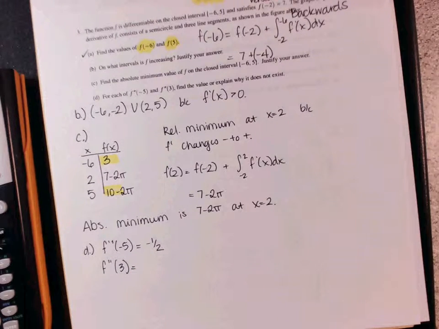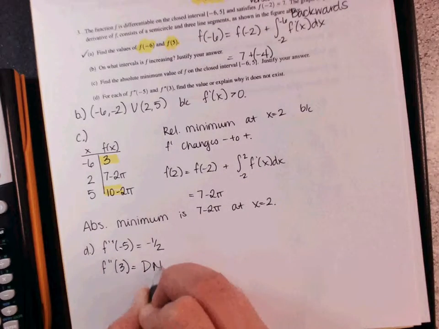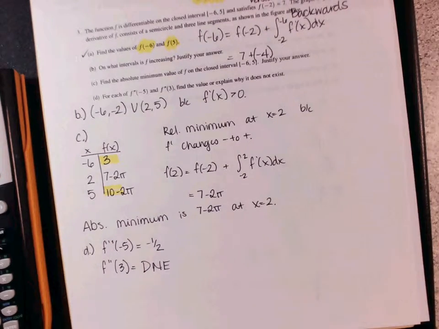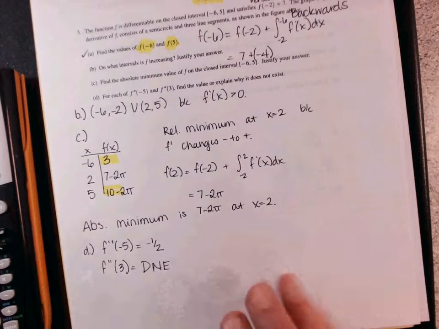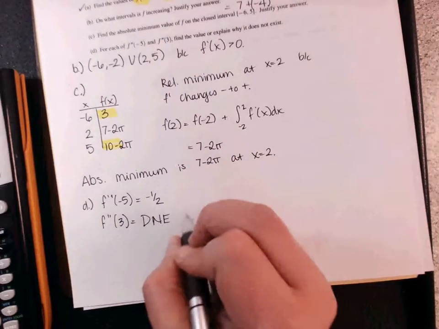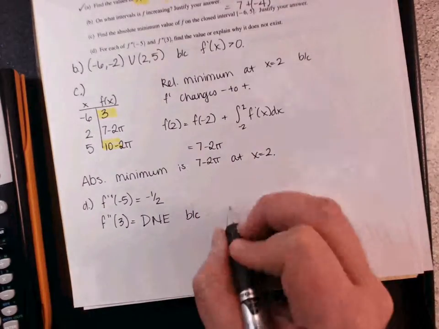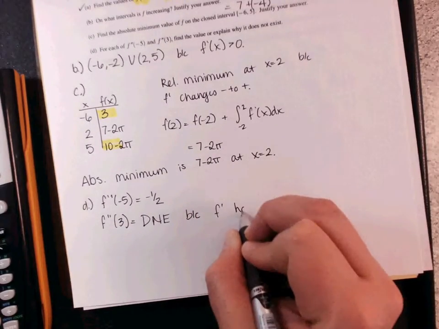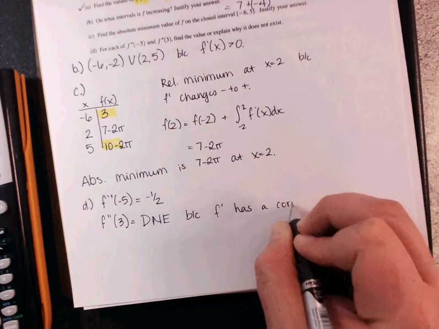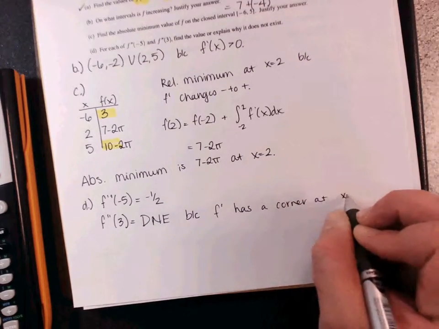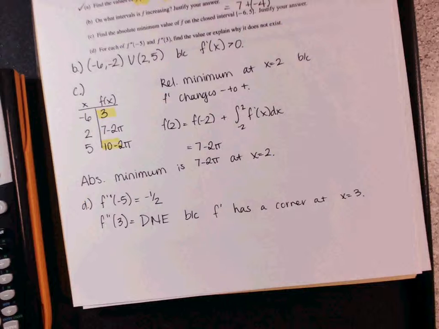What happens at 3 though in the graph? Corner. So what's the slope? DNE. Okay, do not put "because corner." Put a sentence so that it makes sense. I started taking off for that because people kept doing it. So because f prime has a corner at x equals 3.